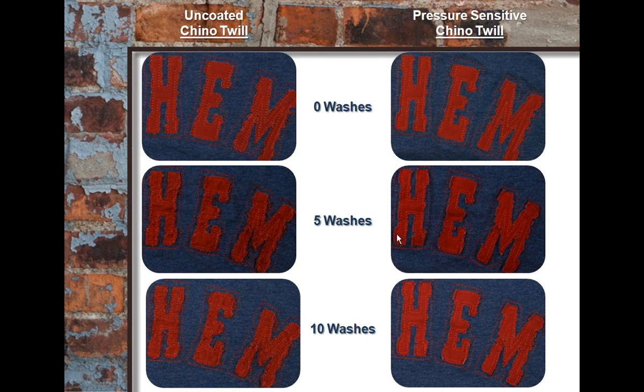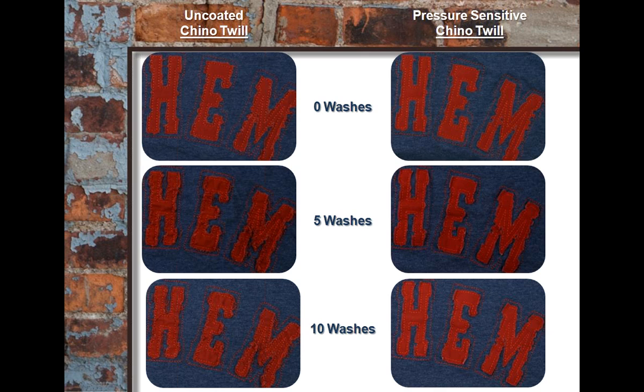So here are those wash tests that I was talking about, and this is where you're going to really see a difference with the decision between uncoated chino twill and pressure sensitive. And like I said, the acrylic doesn't really get the fraying on the edges, besides it just curls after being washed. So making the decision between uncoated chino twill and pressure sensitive is really going to affect the overall look after it's been washed.